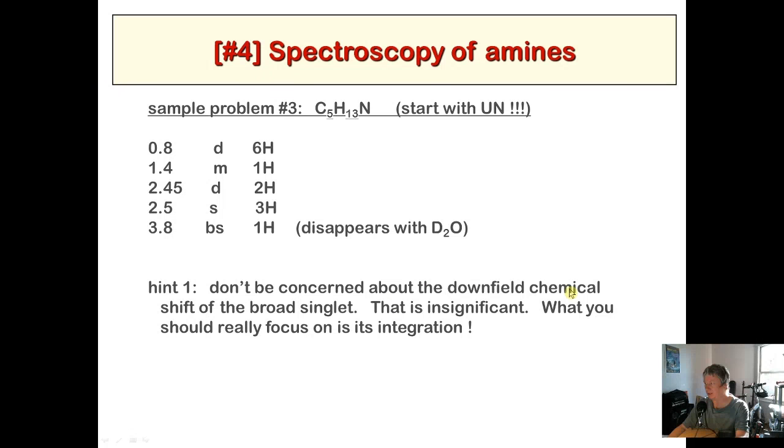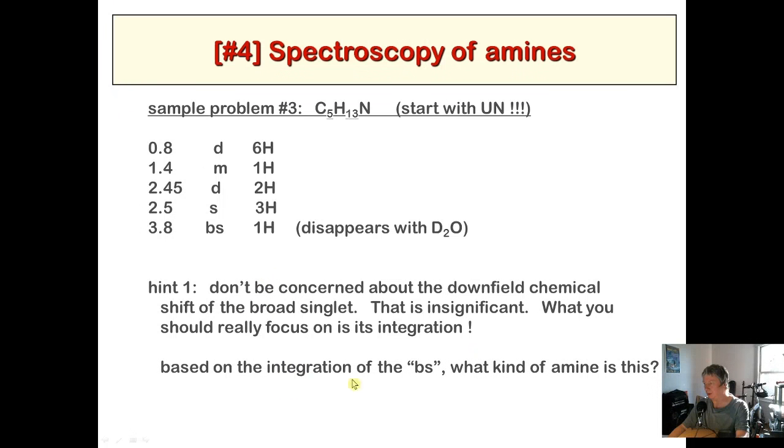Don't be concerned by the downfield chemical shift of the broad singlet. It's not significant. The fact that it's a 3.8 or 2.5 doesn't mean anything. It's really just the integration and the fact that there's a broad singlet. Focus on the integration. And it's a secondary amine. So now you know it's an NH with 2 things on it. So figure out the structure.